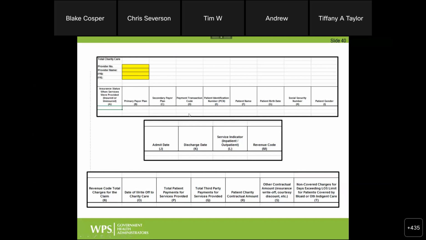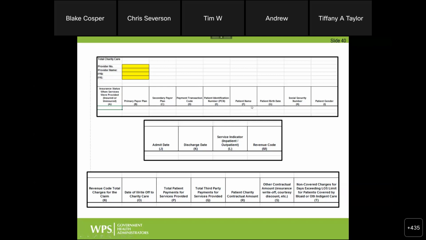We also need a legend for it, but we need to identify, was this truly charity care or was it uninsured discount? Was it something else? We need to be able to identify that. We need some sort of patient identifier. Now notice there's a name, a birth date, social security number, and even a gender as well. Those have been changed in the new templates. For now, we certainly would need the identification number and a patient name.